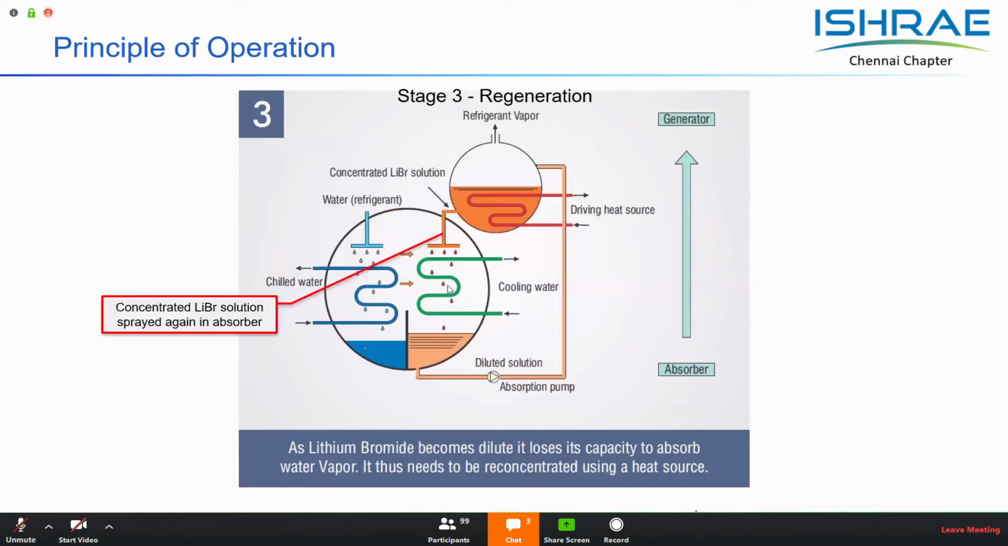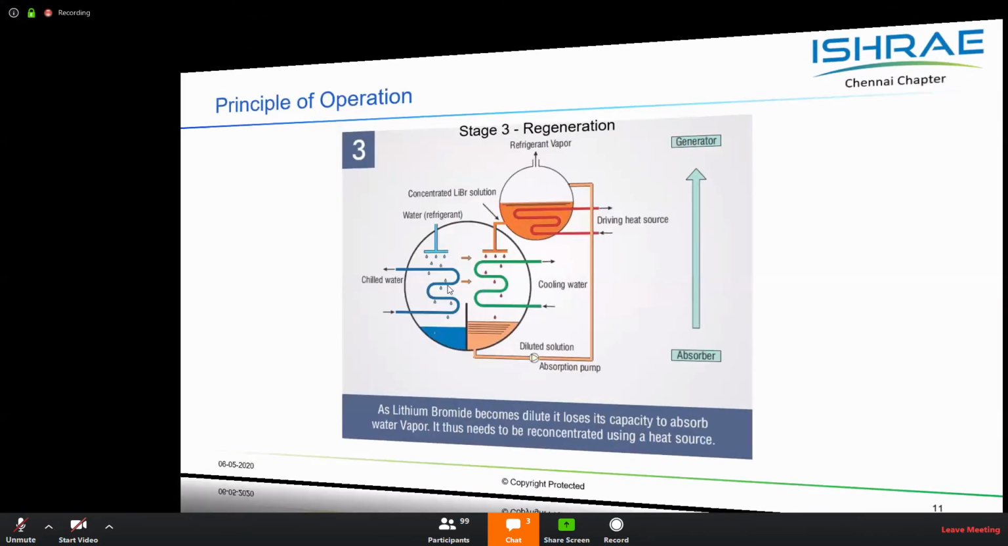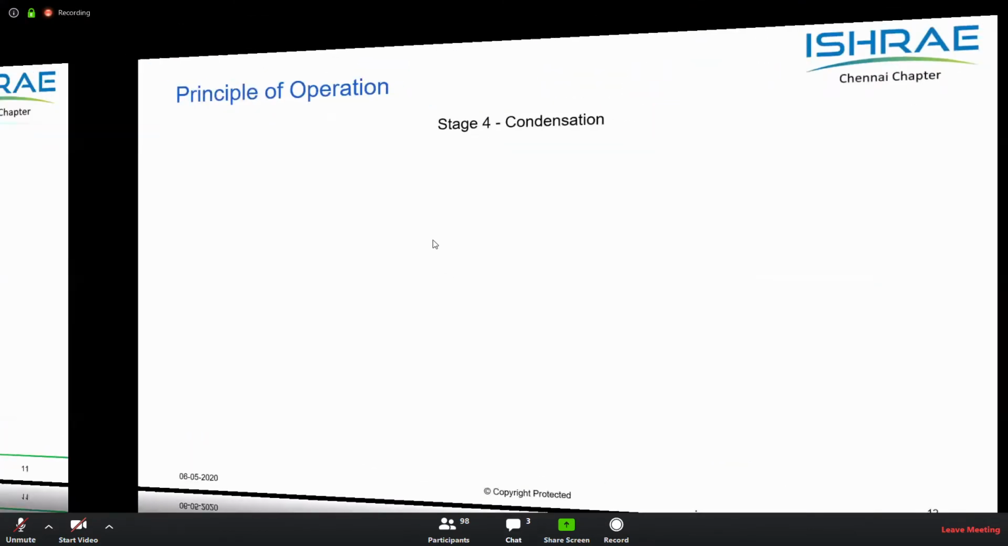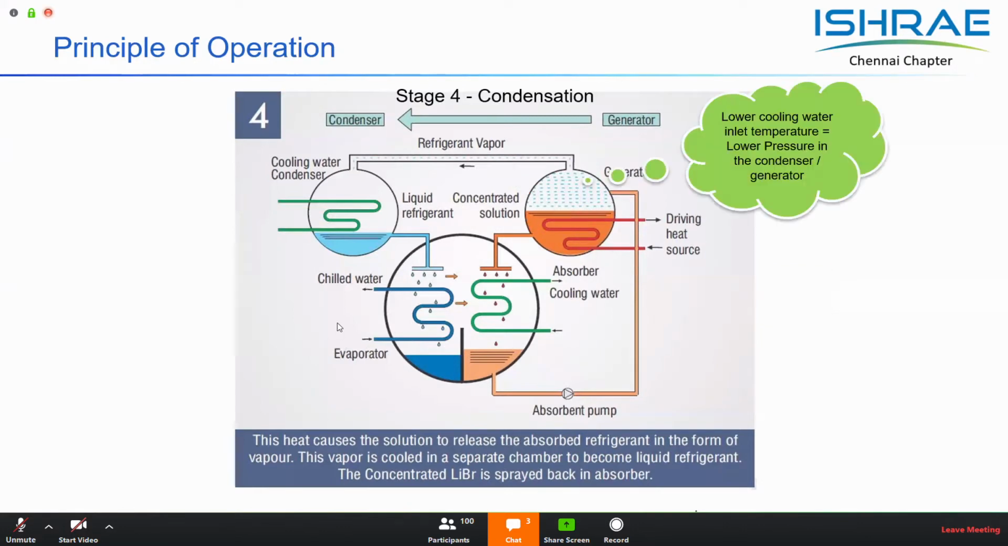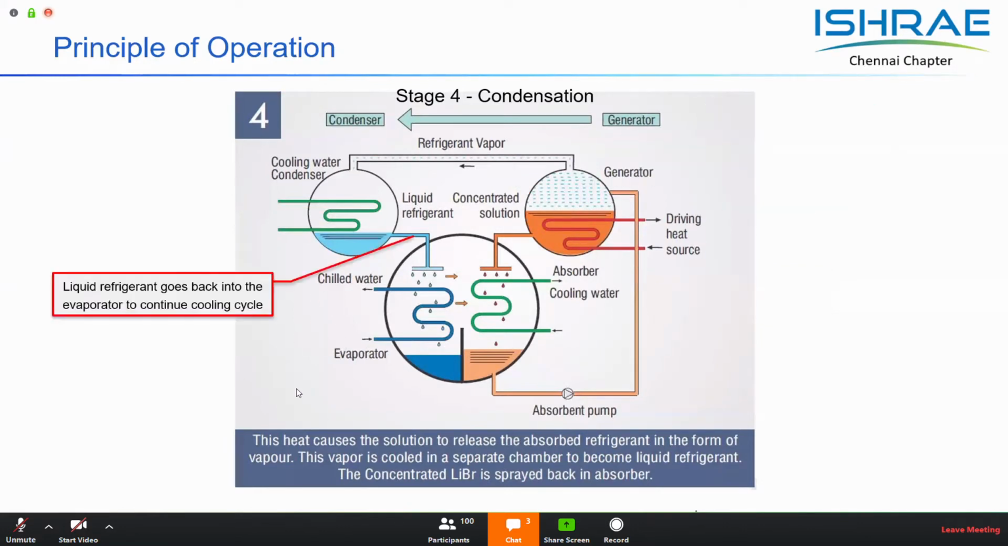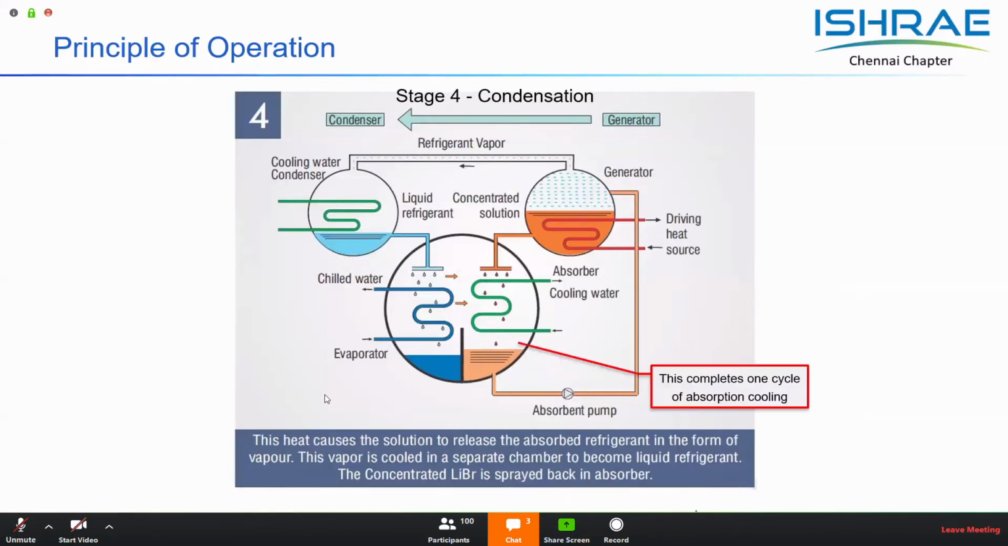As the refrigerant vapor gets separated, this vapor is transferred into the condenser, where it exchanges heat with the cooling tower water, and it gets condensed. And this liquid refrigerant is put back into the evaporator. So this is in a nutshell how the cycle gets completed. Evaporation, absorption, regeneration, and condensation are the four stages through which this absorption cycle passes. Once this liquid refrigerant is back and the concentrated solution is back, this process will continue in a cyclic manner.